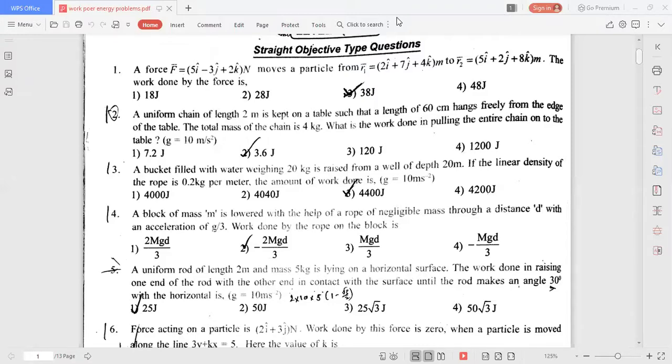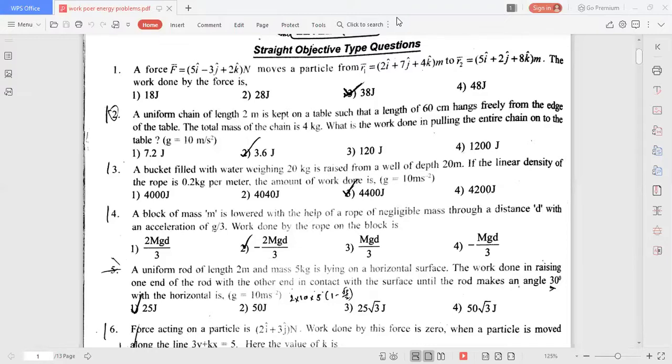All of you see the problem. Newton moves the particle from position vector R1 bar is equal to 2 i cap plus 7 j cap plus 4 k cap to the position vector R2 bar is equal to 5 i cap plus 2 j cap plus 8 k cap meter. All are in SI system only. Then what is the work done? So in this case, what is the work done? This is the question they asked.